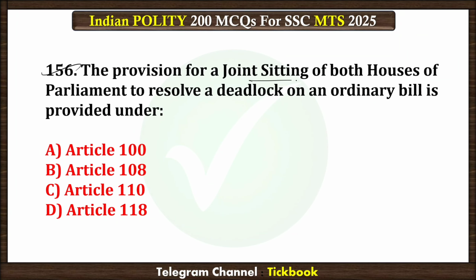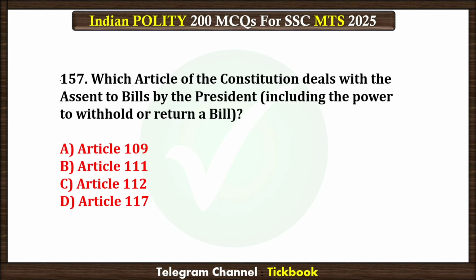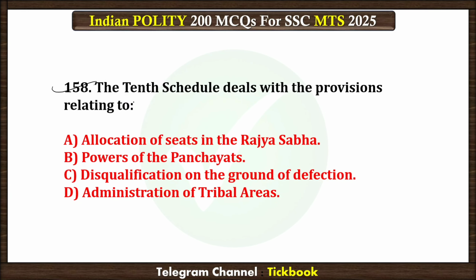156. The provision for a joint sitting of both houses of Parliament to resolve a deadlock on an ordinary bill is provided under option number B, Article 108. 157. Which article of the Constitution deals with the assent to bills by the President, including the powers to withhold or return a bill? Number B, Article 111. 158. The 10th Schedule deals with the provisions relating to option number C, disqualification on the ground of defection.